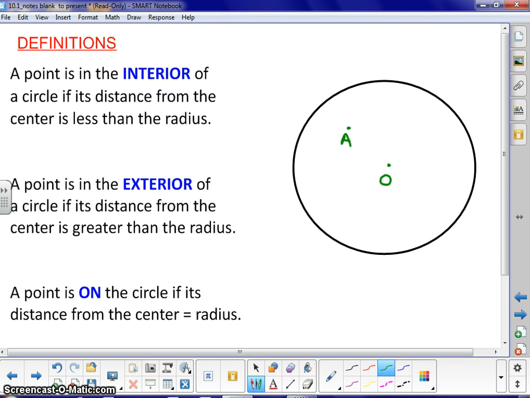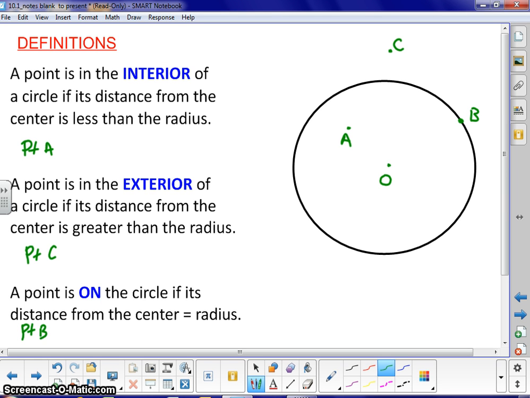Okay? And next, a point is in the exterior of the circle if its distance from the center is greater than the radius. So for example, point C is exterior. Point A, and then point C. And then a point is on the circle if its distance from the center is equal to the radius. So for example, point B.